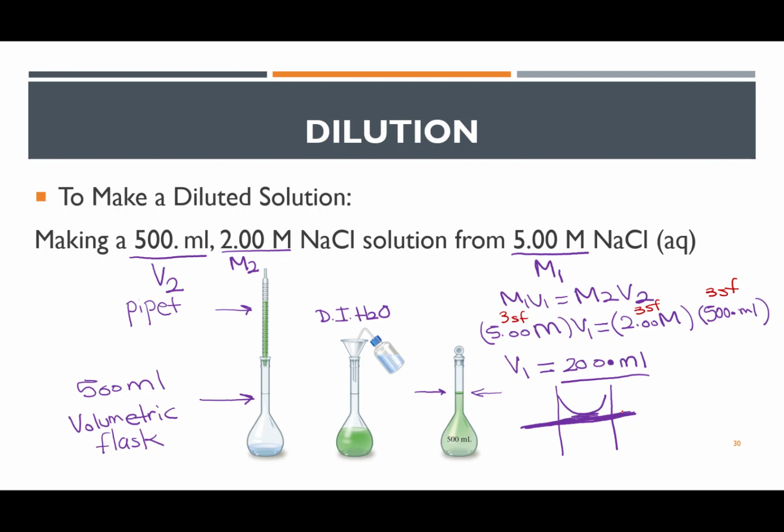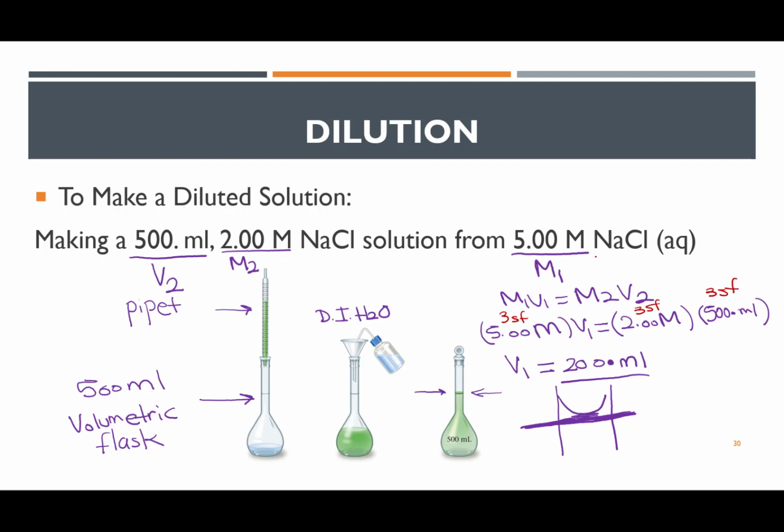Then don't add any more DI water. You're going to cap it and invert the solution between 20 to 25 times in order to get a homogeneous mixture. And once you achieve that, you're going to store it or use it. Then when you want to make a diluted solution, the first thing you want to do is figure out how much of a concentrated solution you have to pipette out. Once you do the calculation, as I did here, you will know that you need 200 milliliters of the concentrated, which is the 5 molarity solution.